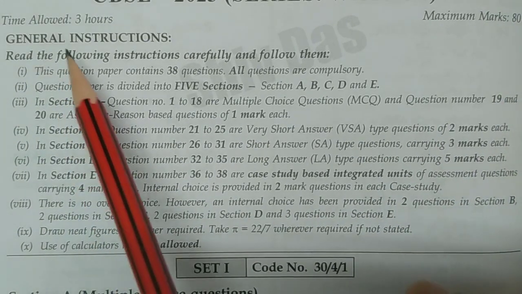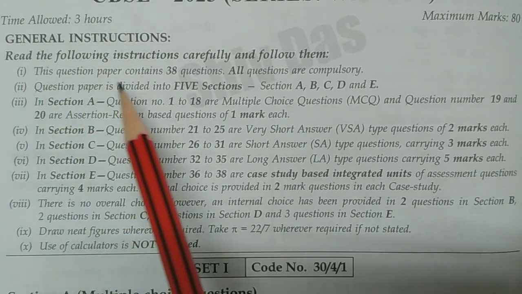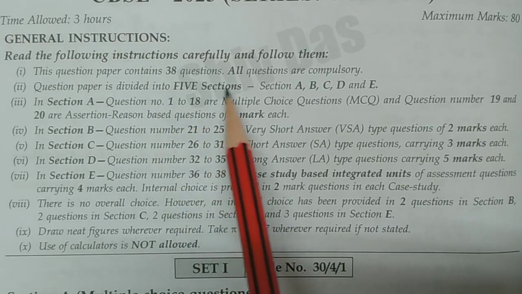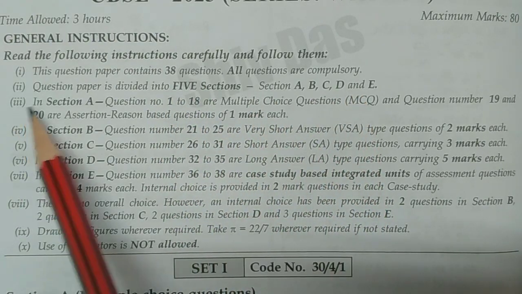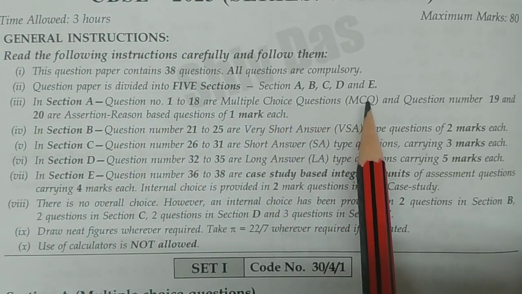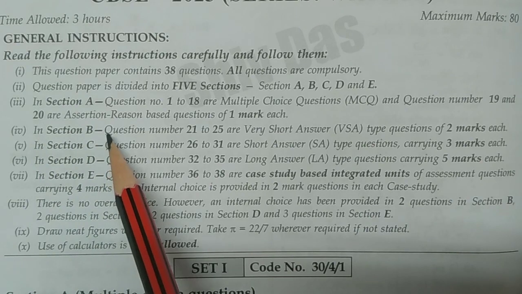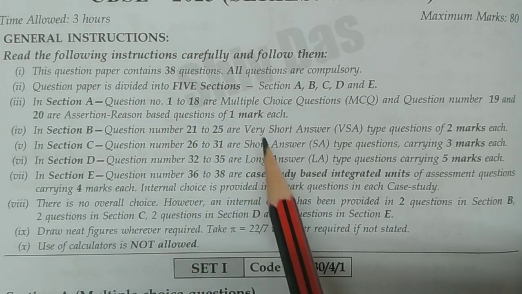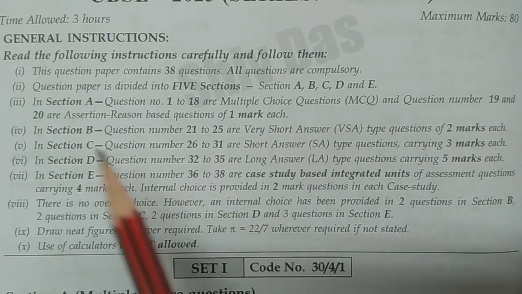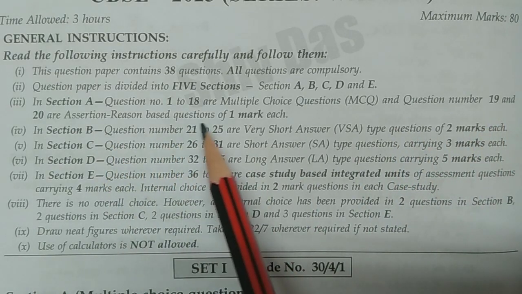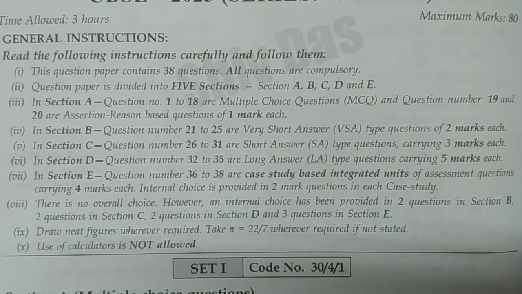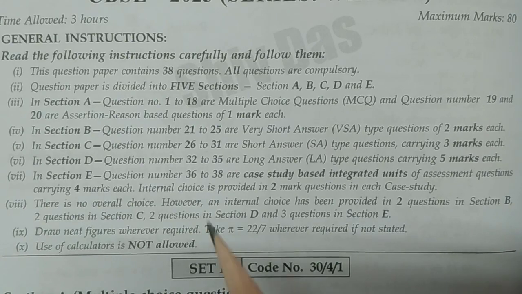So now the general instructions are being given. Read the following instructions carefully and follow them. First, this question paper contains 38 questions. All questions are compulsory. Second, the question paper is divided into 5 sections: section A, B, C, D, and E. Third, in section A, question numbers 1 to 18 are multiple choice questions. It's called MCQ, as you know very well. And question numbers 19 and 20 are assertion-reason based questions of 1 mark each. So in total you will get 20 marks, and each question contains 1 mark.